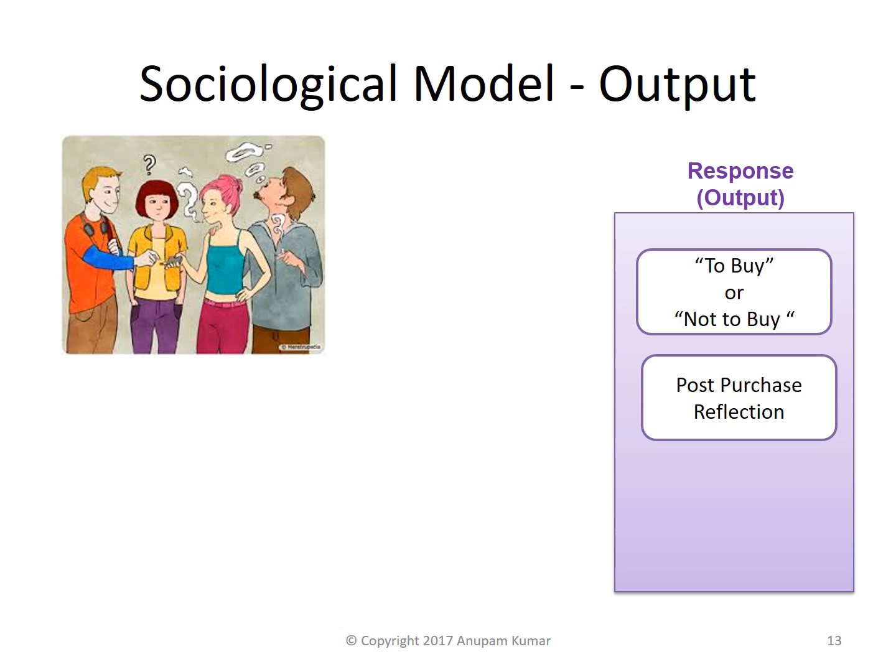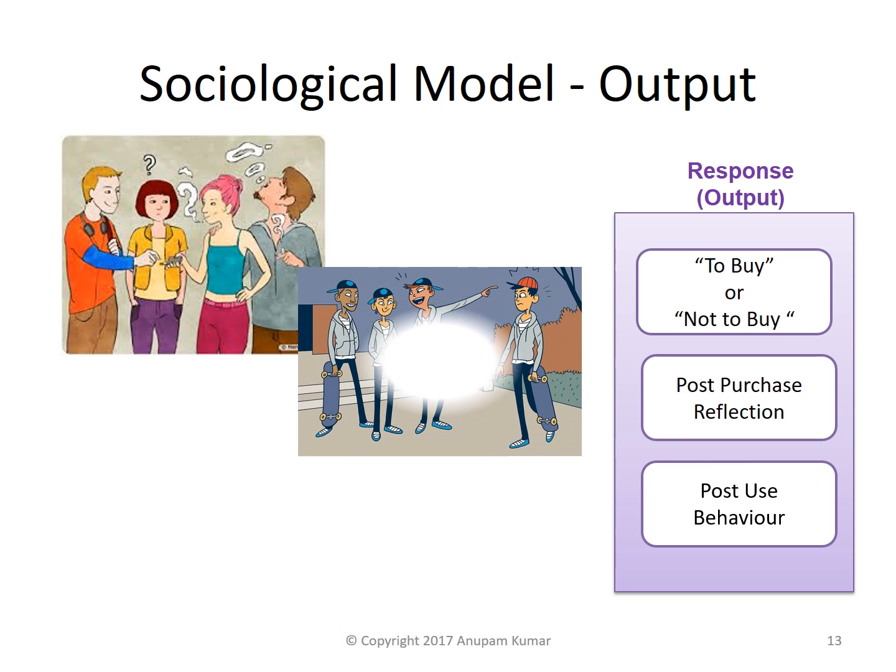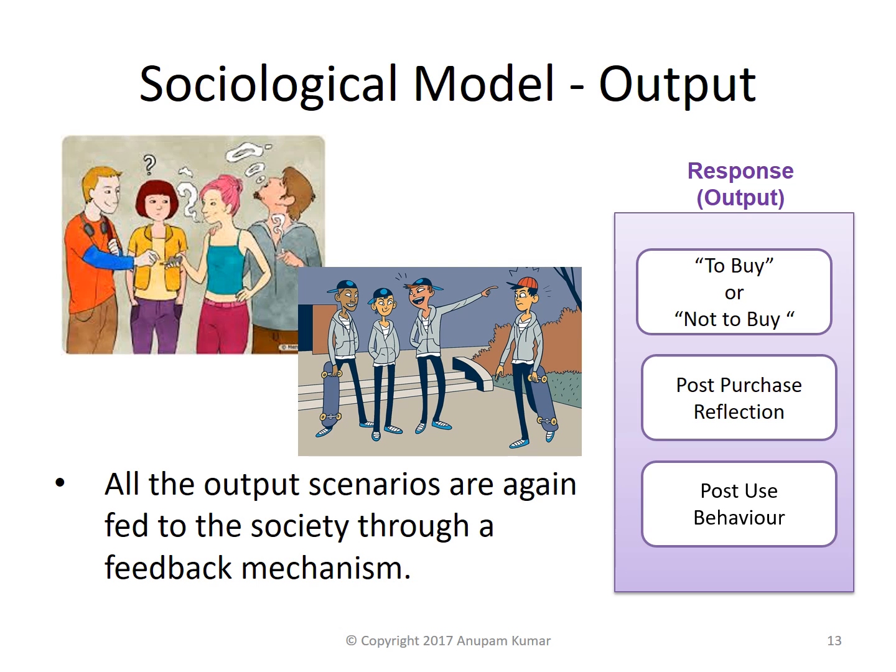Another set of response could be based on the post-use behavior. Once a person uses a product, how the group behaves and the feedback received from the group, how the person using it is likely to behave in the current situation and even in the future, as is evident from the second picture. The sociological model states that all these output scenarios are fed to the society through a feedback mechanism. That is, there is a two-way feedback which is going on within the society.